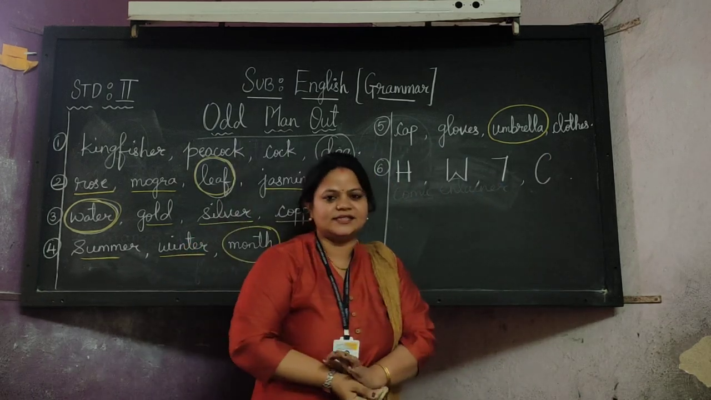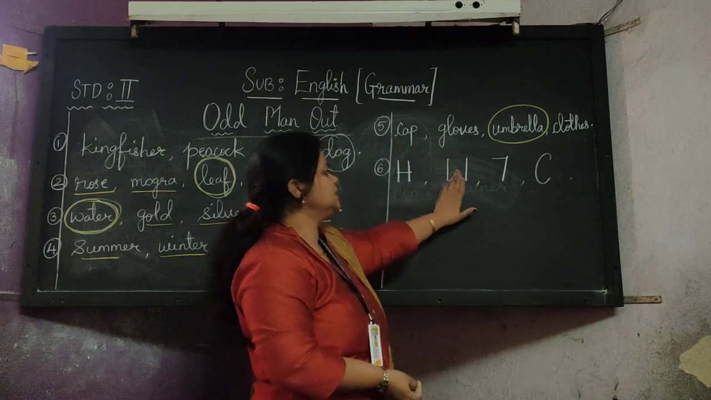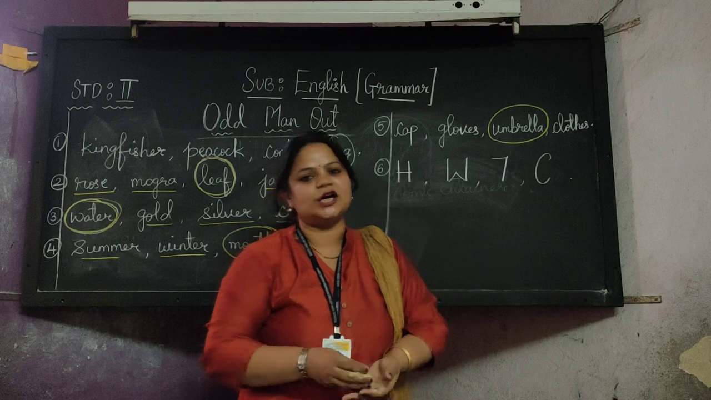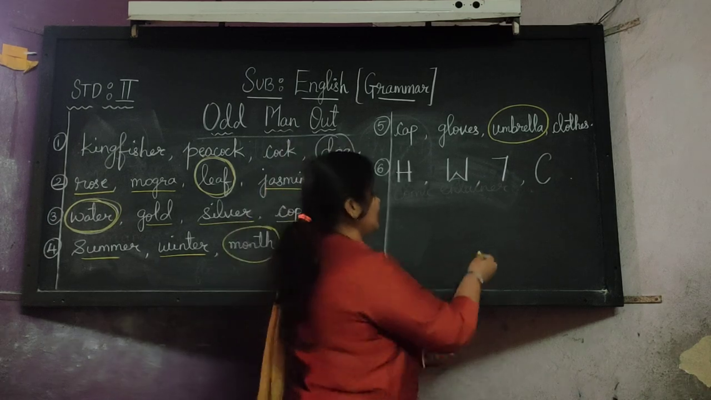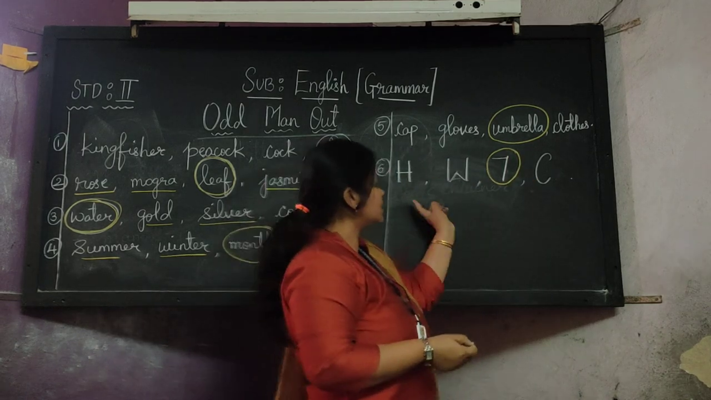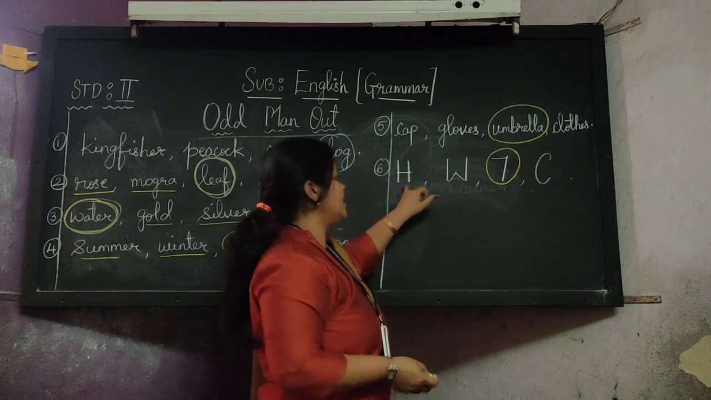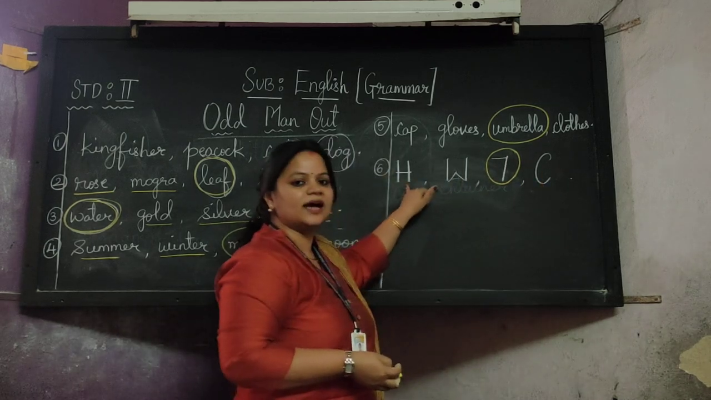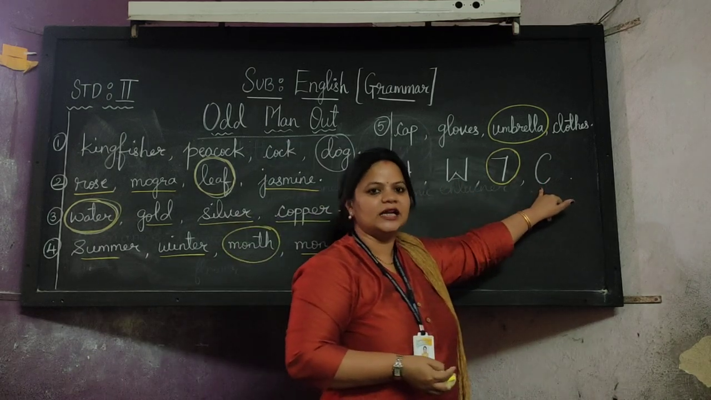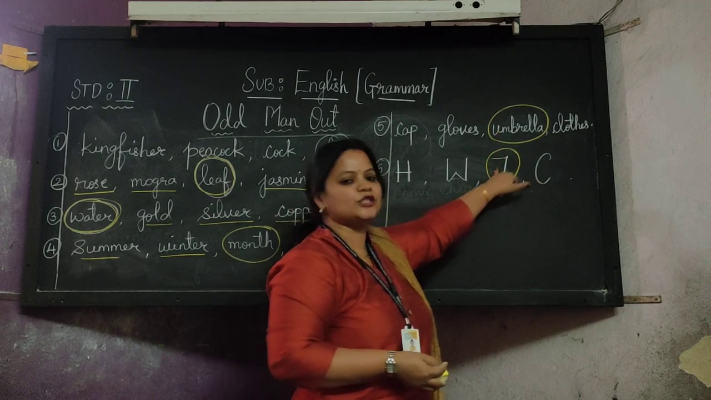Now here I have given letters and numbers. Yes? Can you read the letters and numbers here? H, W, 7, C. Now tell me from this, which one is the odd man out? Yes, very good. 7 is an odd man out. Why is 7 an odd man out from the rest of the given letters? Because 7 is a number. Whereas the others given are alphabetical letters. H, W and C are alphabetical letters, whereas 7 is a numerical number. So the 7 is totally different from the rest.